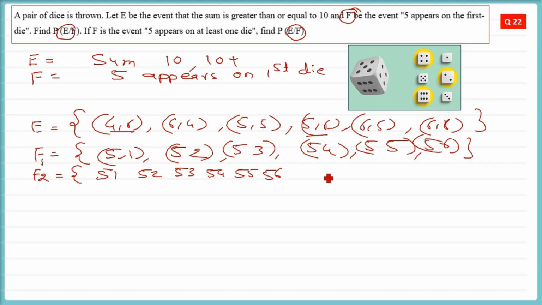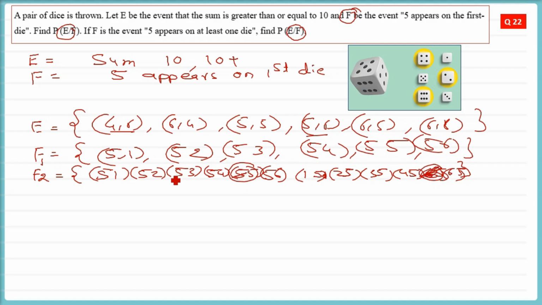Then the 5 can come on the second die also. So 1,5; 2,5; 3,5; 4,5; 5,5 and then 6,5 also. So in all there are 12 entries here. But if you see, 5,5 is repeated here. You need to be very careful about the brackets because the set has to be represented. The same values are not allowed. So one of the 5,5 you can eliminate. Just keep one 5,5. So in all there will be 11 entries here.